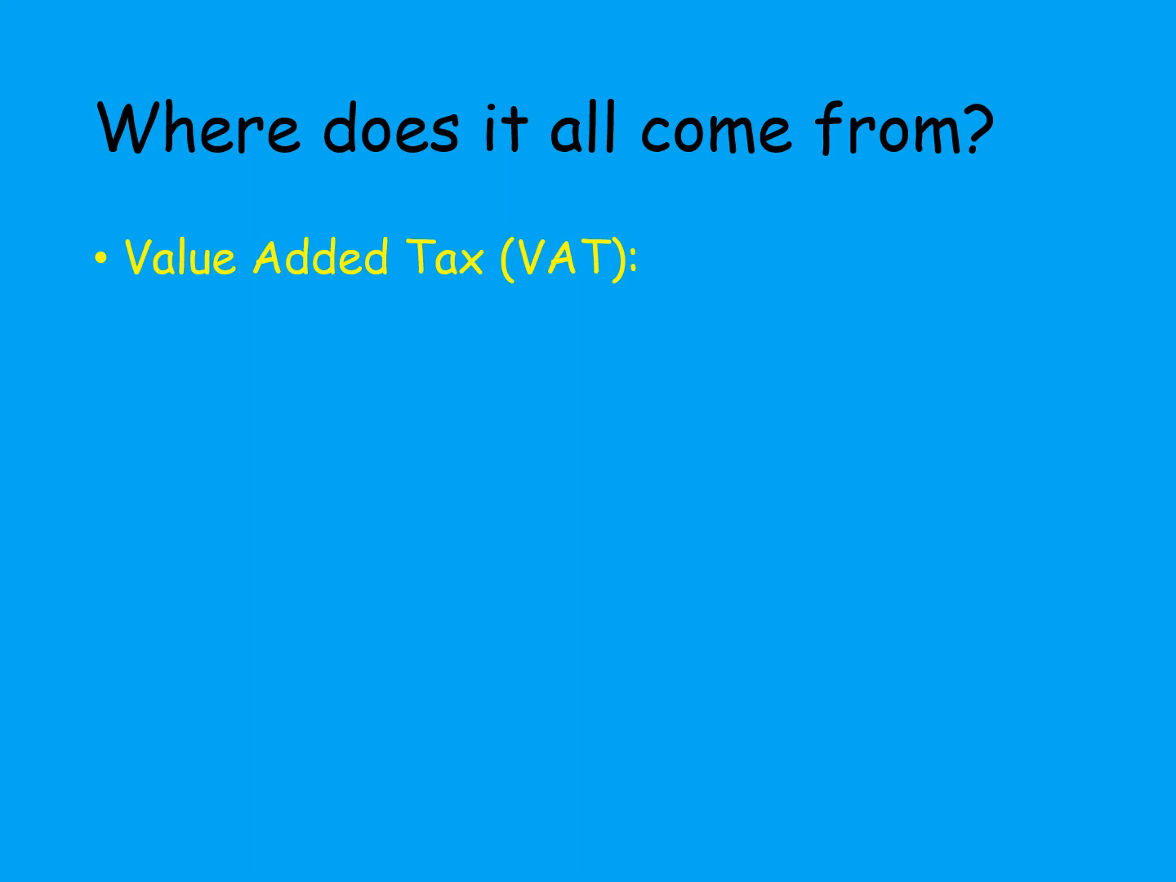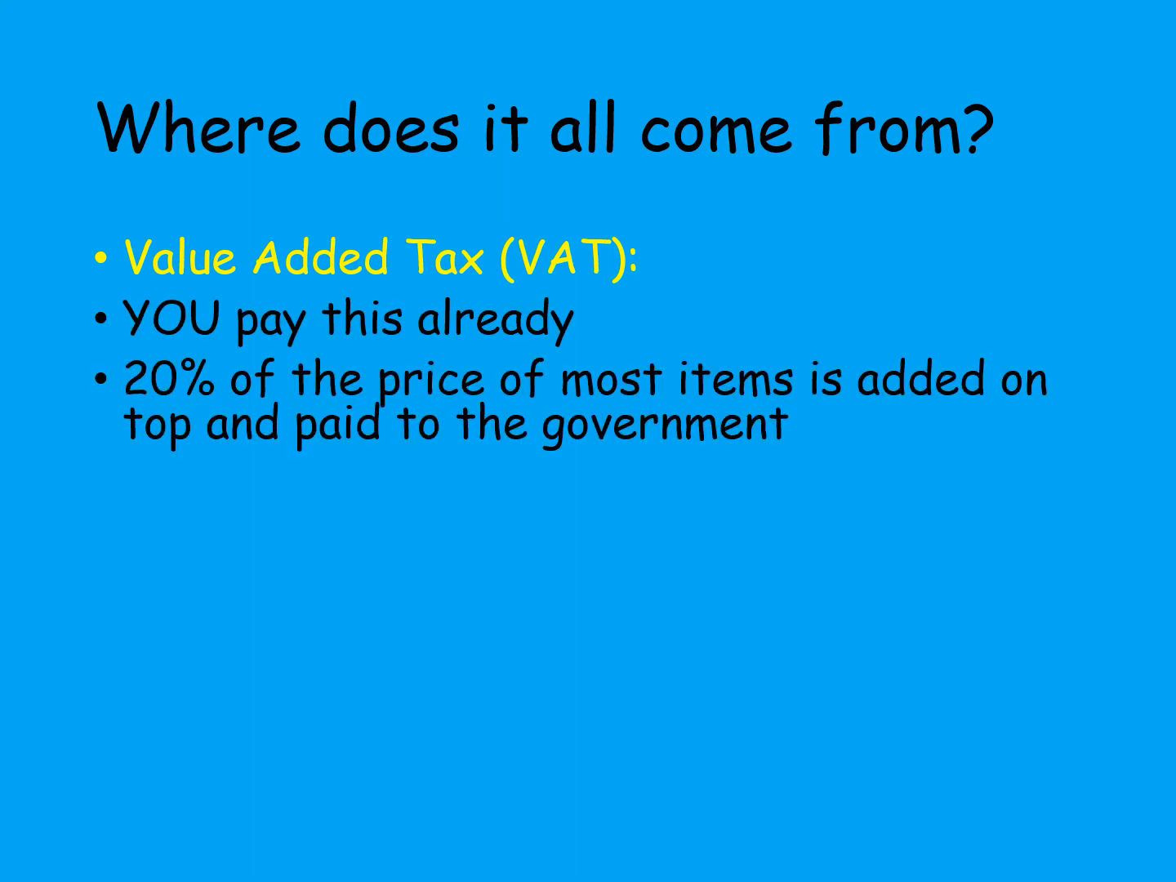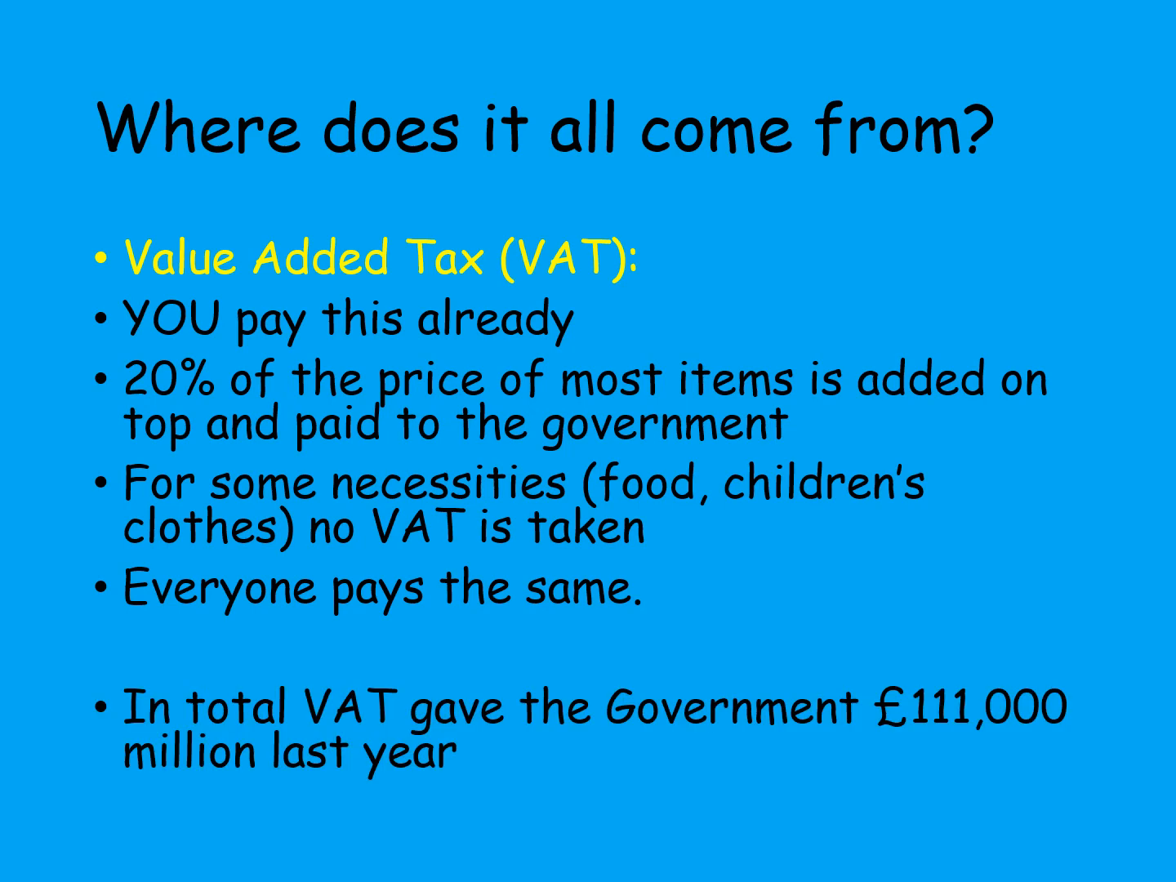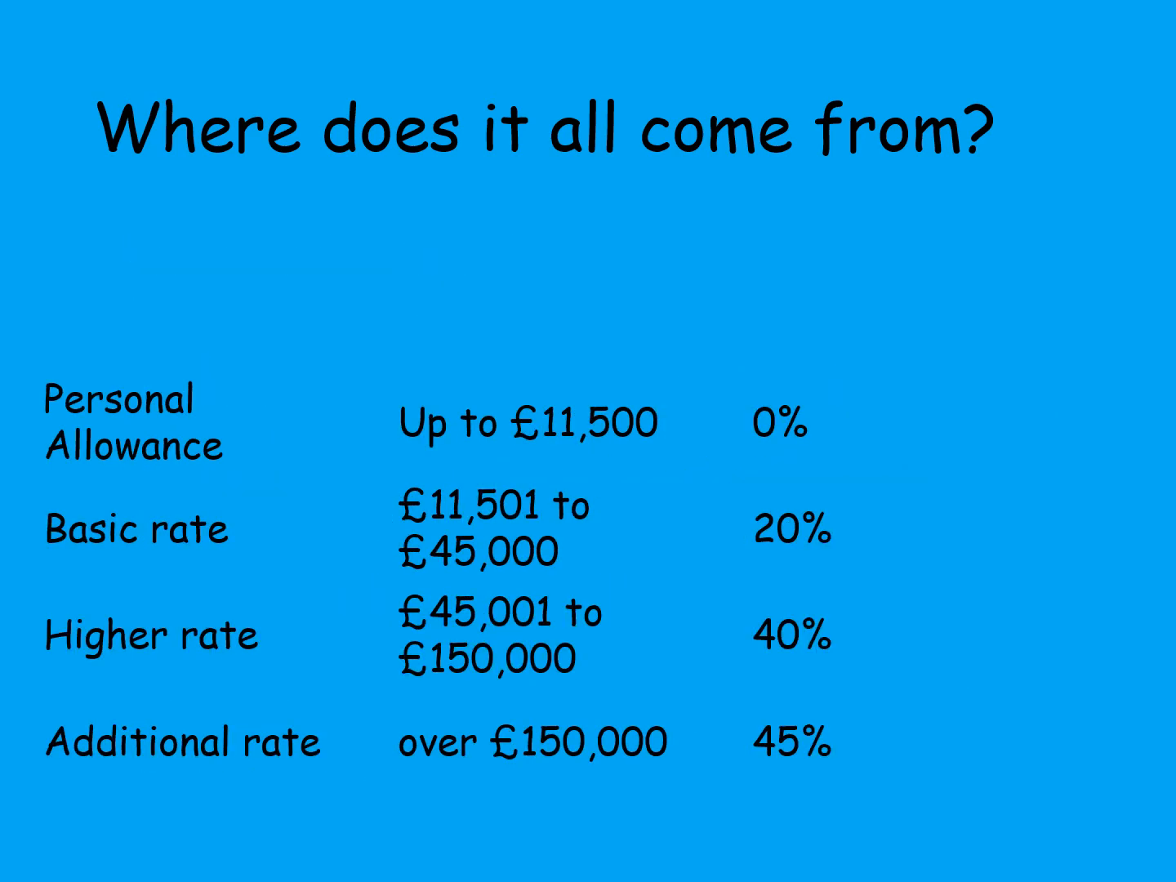The next one we're going to look at is value added tax, and everybody pays this. Most items that you go in a shop and buy have got 20% added on the top that goes straight to the government. That's value added tax. Some things don't have value added tax, like children's clothes and food, and everybody pays the same rate. So if you go into a shop and you buy a jumper or something for an adult, then a rich person will pay the same as a poor person would for it. And it does get the government quite a lot of money.